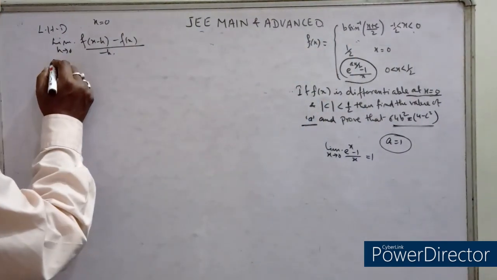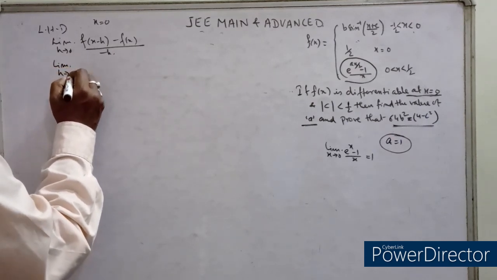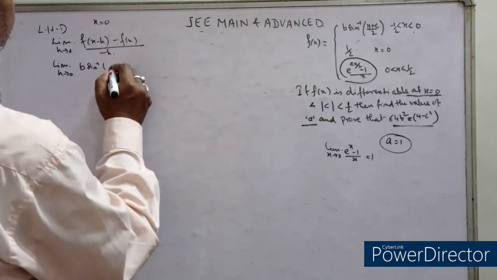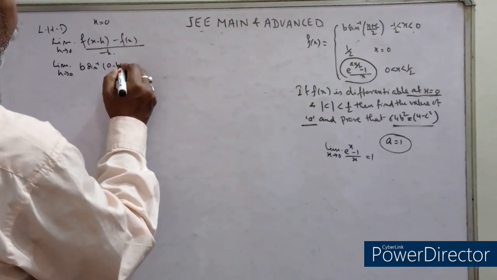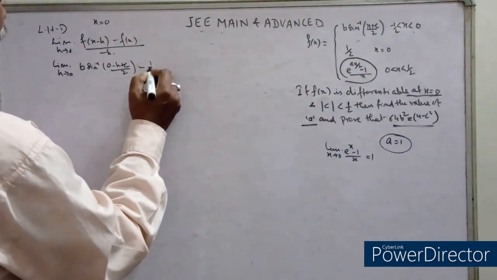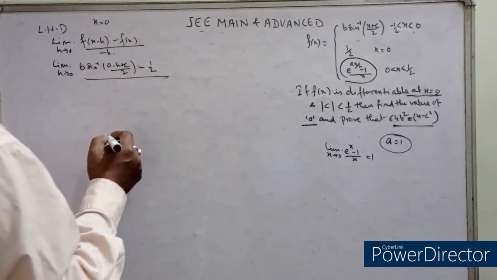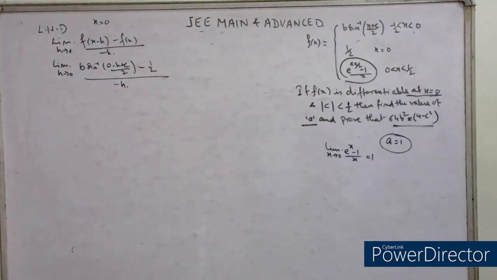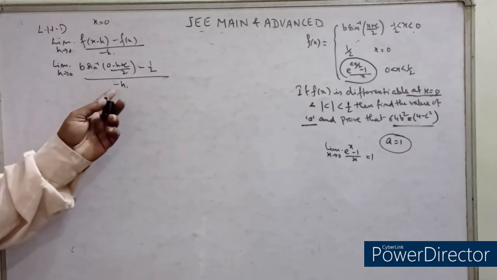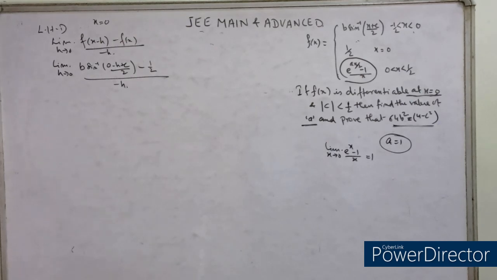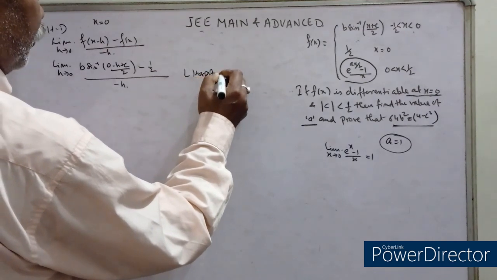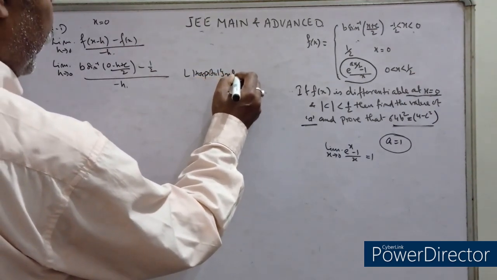So this will be the limit as h tends to 0 of (b sine inverse of (0 minus h plus c by 2), minus f(0), which is half) by minus h, because I am testing at 0. Here if I put the value of 0, it becomes undefined. So I am going to take the help of L'Hospital's rule.